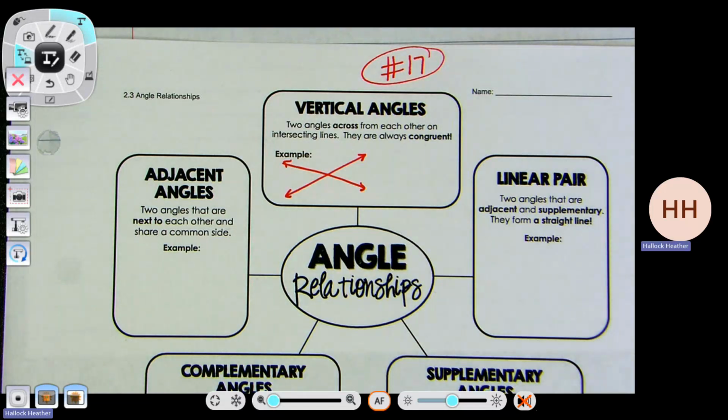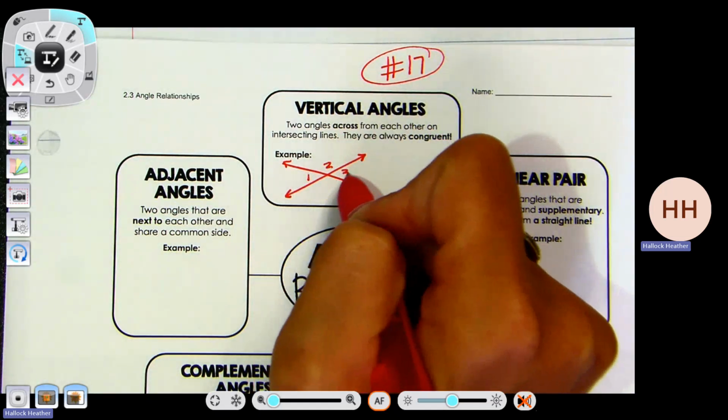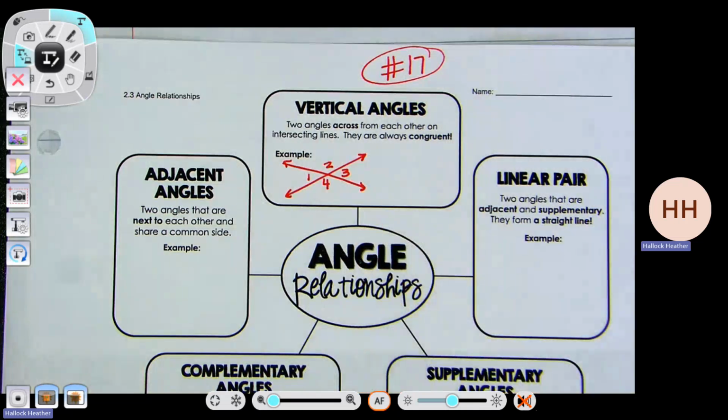And then inside your angles, we're going to add specific numbers. These aren't degrees, but we're going to call this angle 1. This is angle 2, angle 3, and angle 4. So they're not degrees. It's not 1 degree. Vertical angles are across from each other. They are congruent to each other.